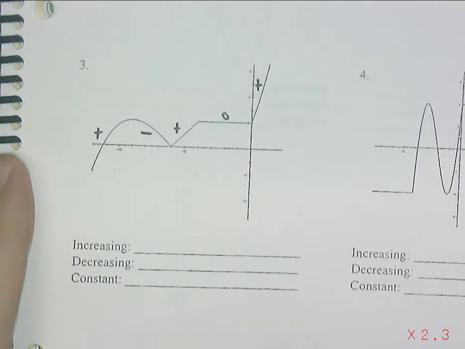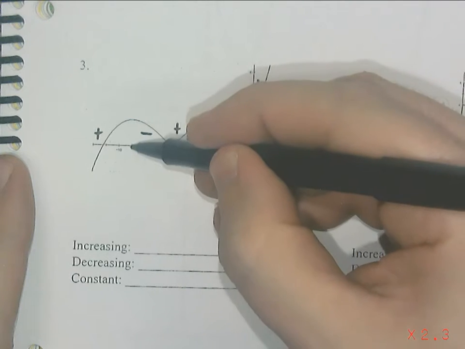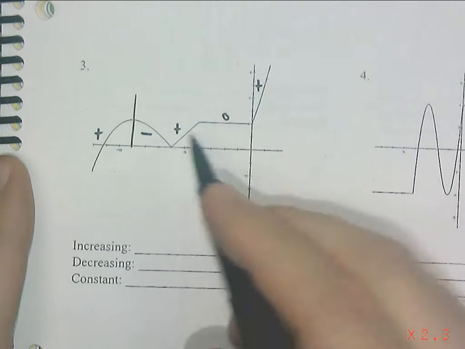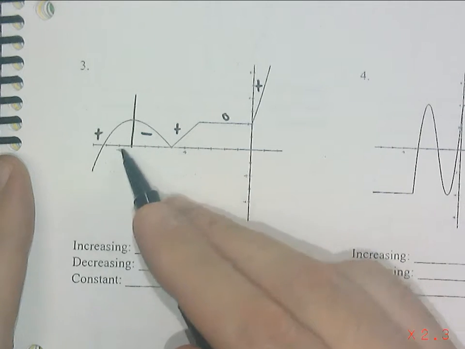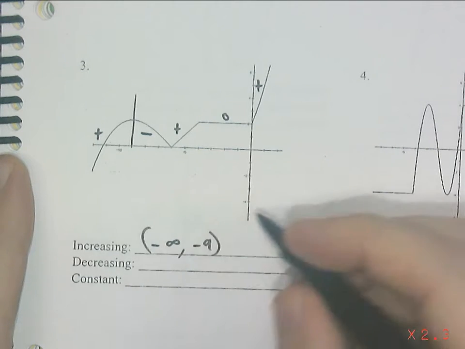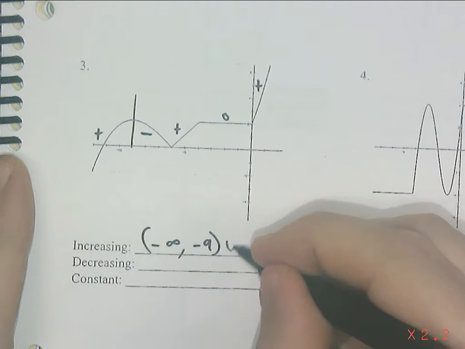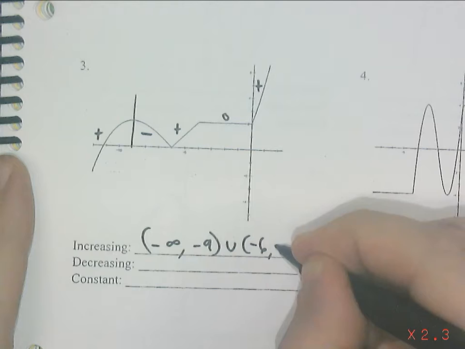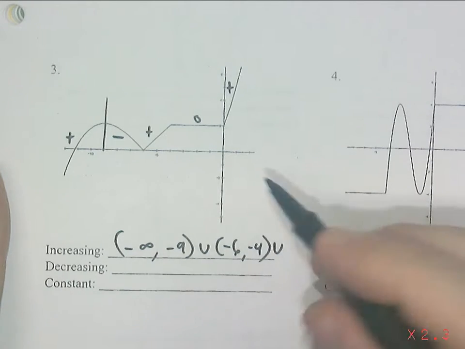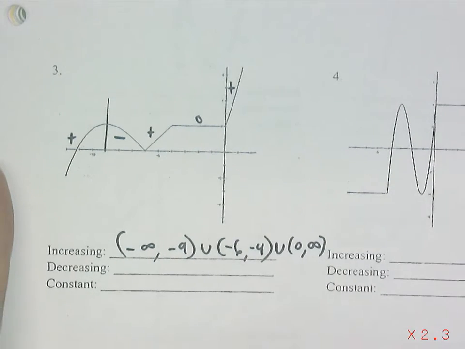and it's constant there. So let's start with our increases. It looks like it's increasing from negative infinity to negative 9, right? Negative 6, 7, 8, 9. Yeah, so negative infinity to negative 9. And then it's also increasing from negative 6 to negative 4, so we put a U, negative 6 to negative 4. And it's always least number, greatest number, remember, with interval notation. Then I put a U. It's also increasing from 0 to infinity and beyond.